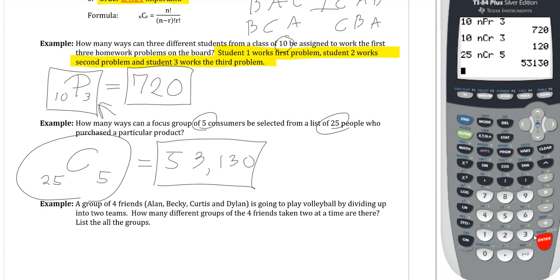Lastly, a group of 4 friends, Alan, Becky, Curtis, and Dylan, are going to play volleyball by dividing into 2 teams. How many different groups of the 4 friends taken 2 at a time are there? Well, again, there's no indication that it matters in terms of the order that they are selected. It doesn't say the first person selected is the captain and the second person is not the captain or something like that. So since there is no indication of order, this is going to be another combination. In this case, looking at that last sentence, it says, of the 4 friends taken 2 at a time, therefore we are taking a total of 4 people and we're choosing 2 of them.